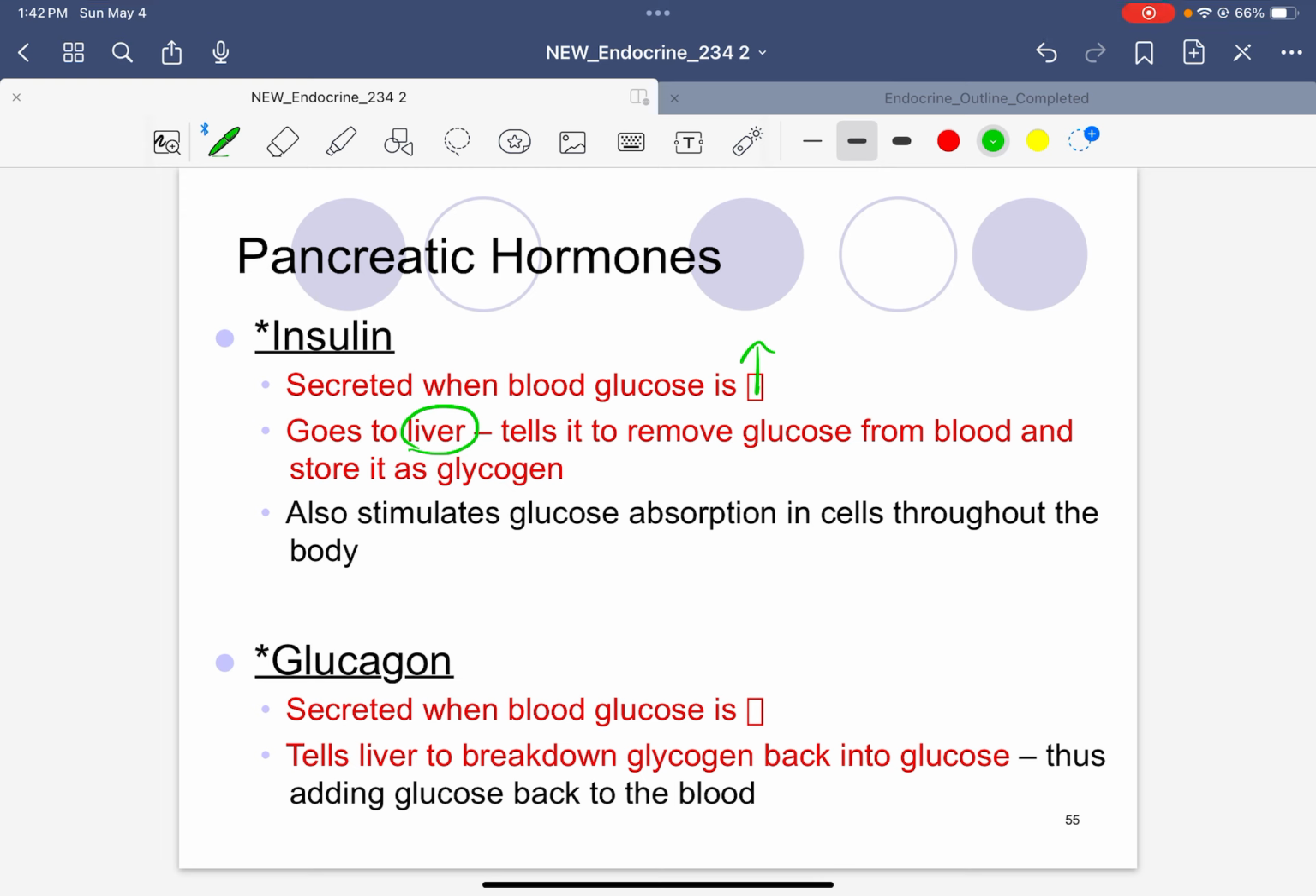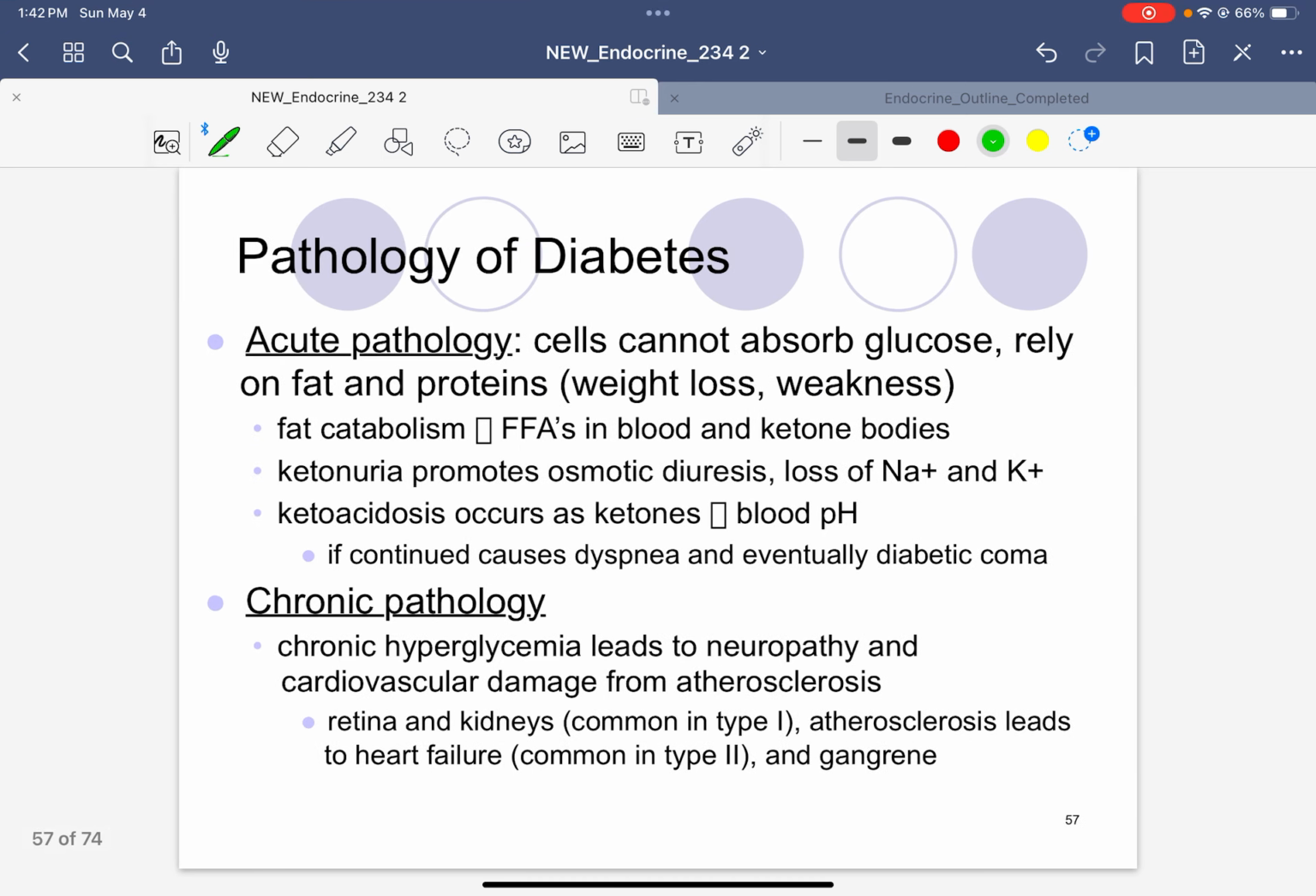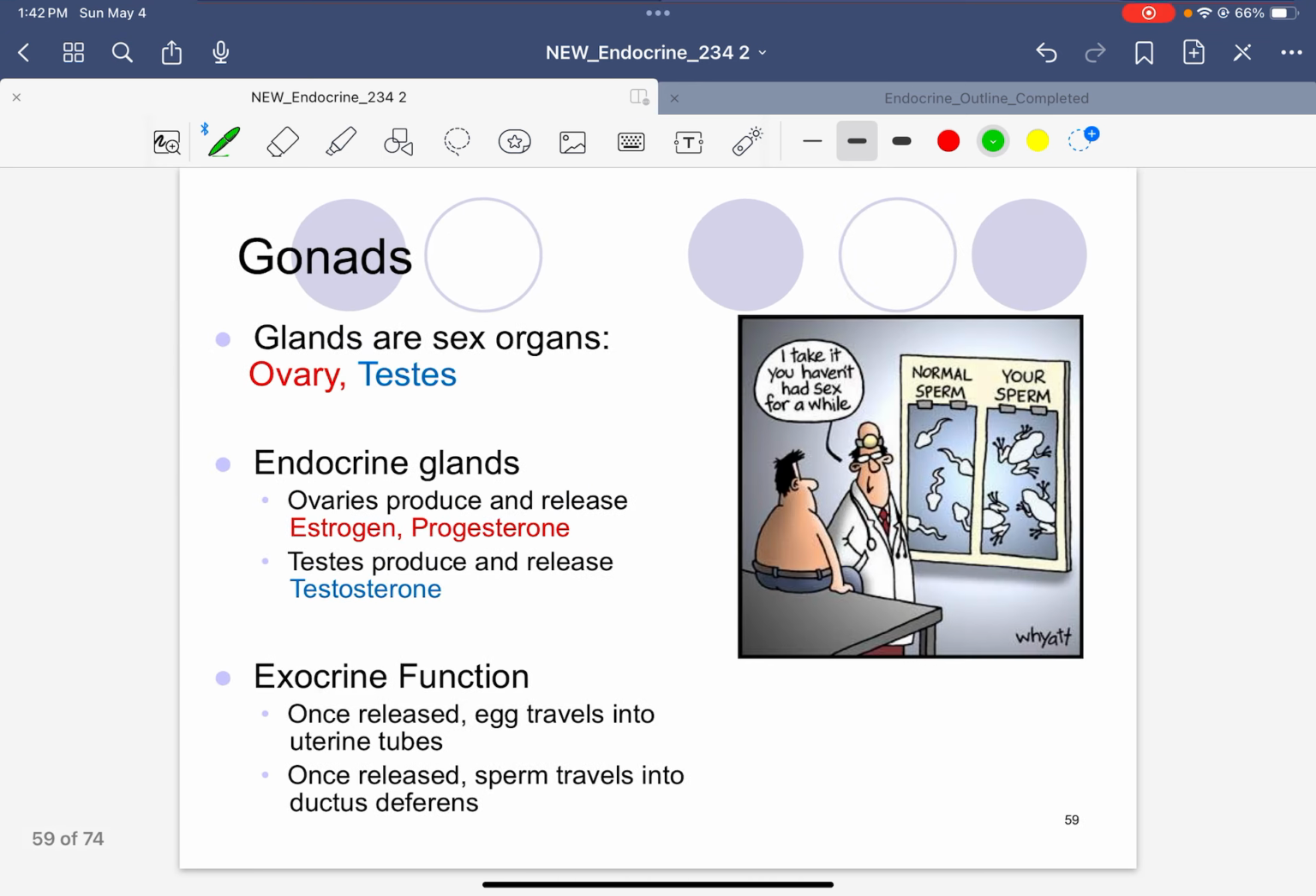The opposite is glucagon. This is released when blood sugar is too low. This will go back into those glycogen stores and release them back into blood glucose. You can read about types of diabetes. For me, you don't need to know it. I'm more interested in talking about putting this together in terms of sports, which we're almost to.